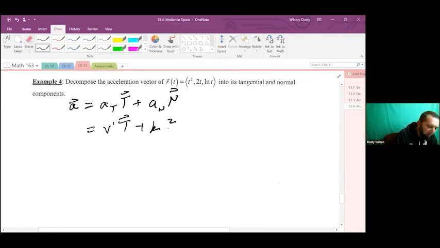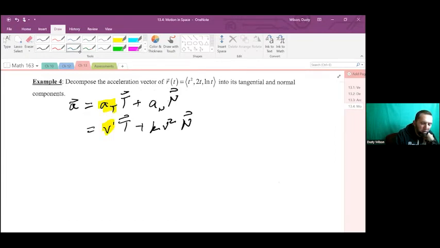So v here, k v squared times n. So those were our two representations we had for breaking the acceleration into its tangential and normal acceleration components. Well, a couple of formulas make this a little bit cleaner. So much cleaner than that v prime formula.